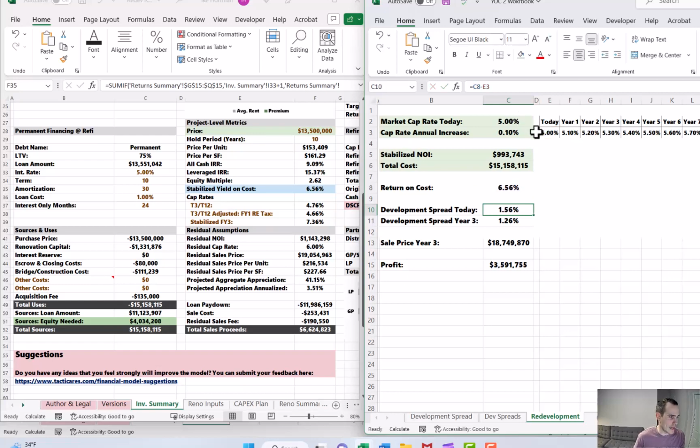But let's look at that again in year 3, right? Because the property won't be stabilized until year 3. We're not going to be able to get through all the unit renovations for quite some time. So really, that cap rate today is irrelevant.